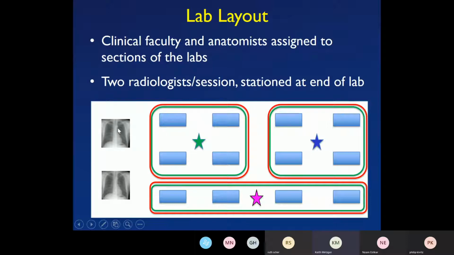And then down at the end of the lab, we have 2 radiologists per session. You are the chest x-rays, stationed at the end of the lab. Okay, so how is this going to work logistically?